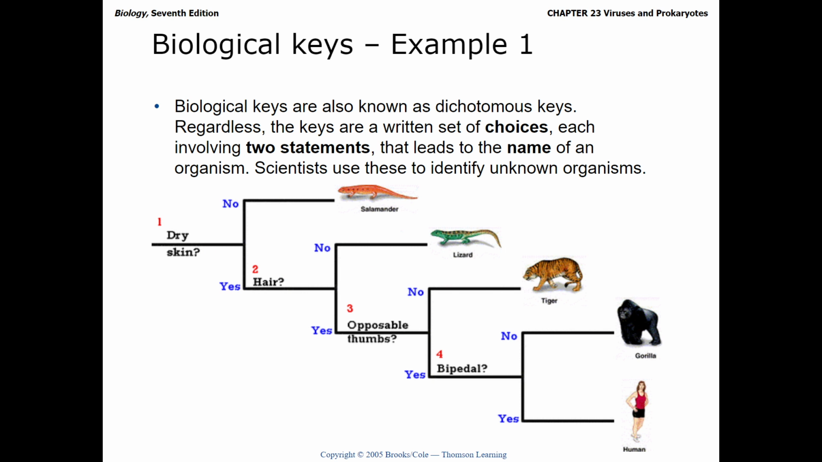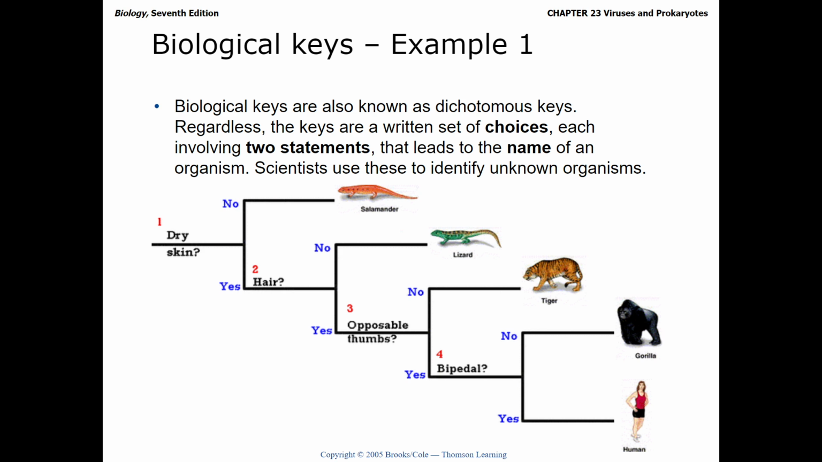Some biological keys are more specific than others. They're also known as dichotomous keys, but regardless, the keys are generally written as a set of choices, each involving two statements, and that would lead to the name of an organism. Scientists would use these to identify unknown organisms. For example, question 1, does your organism have dry skin? If no, then you're most likely looking at a salamander here.